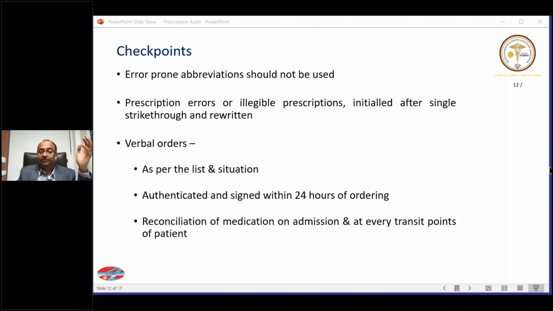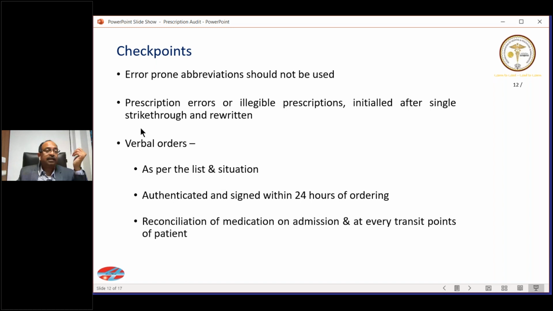Now, how to find them? Someone has asked a question about the error-prone abbreviations. Now, ISMP, that is the Institute for Safe Medication Practices. Please go to their website, ismp.org. You will find a list of error-prone abbreviations which should not be used in the hospital. Their list also gives you the rationale why they say that a particular abbreviation should not be used in the hospital.